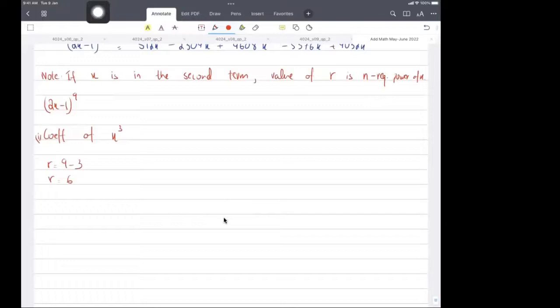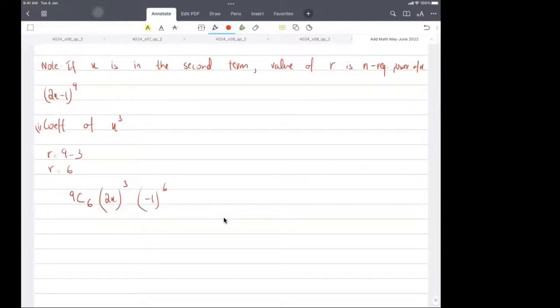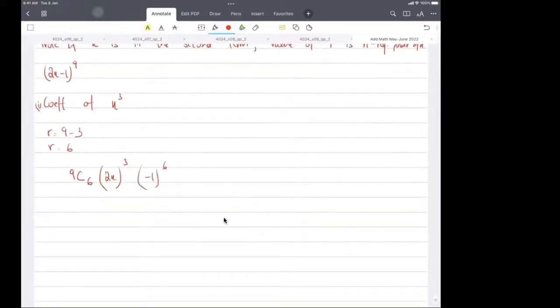Now let's plug in 6 and see if it actually works. ठीक है? अगर अभी भी नहीं समझ आया, so just hang on. अभी थोड़ी देर में clear हो जाएगा. So 9c6 अगर मैं रखता हूँ, so 9c6 a which is 2x, उस पे मैं रखूंगा 9 minus 6 which means 3, b which is minus 1, उस पे मैं रखूंगा 6. So let's see what I end up with. So I end up with 9c6 into 2 to the power 3, so ये आ गया 672. So I end up with 672 x cube. And you can tell कि जब 2x whole cube होगा तो you will end up with x cube. So the final answer will just be 672.